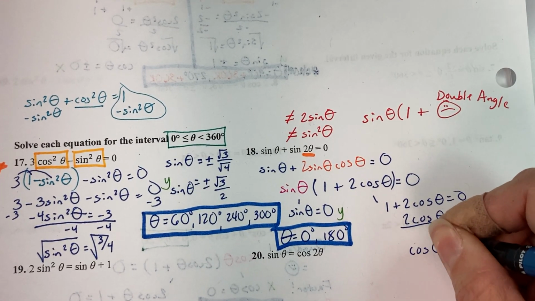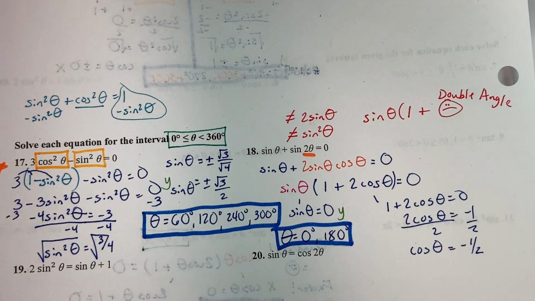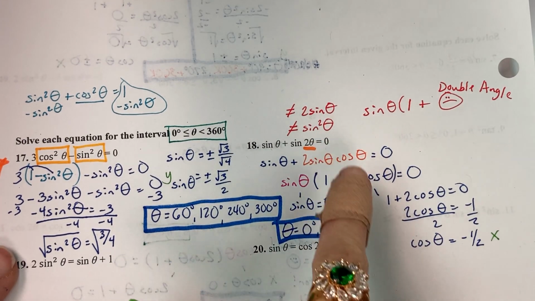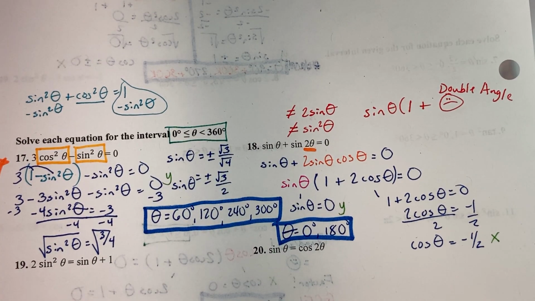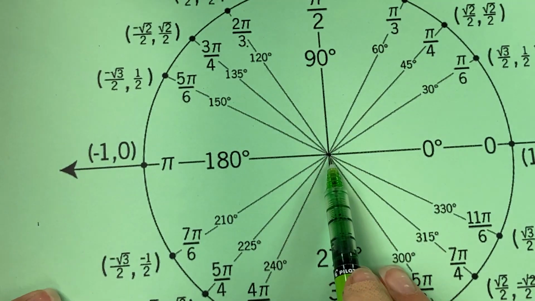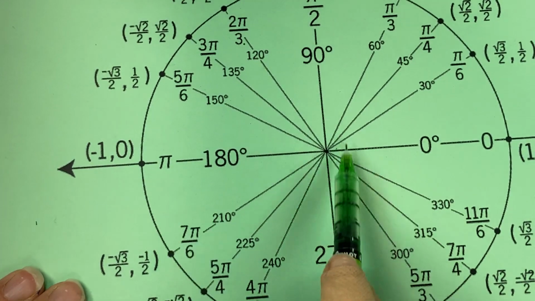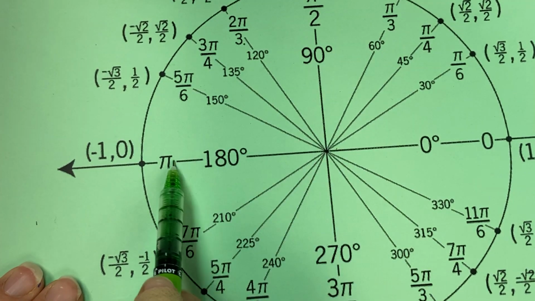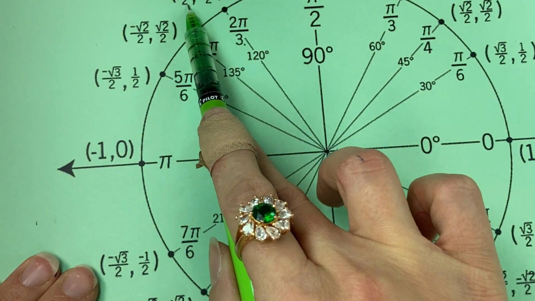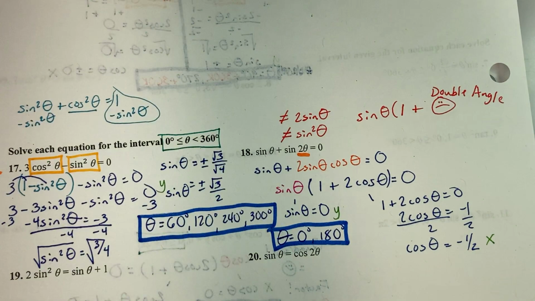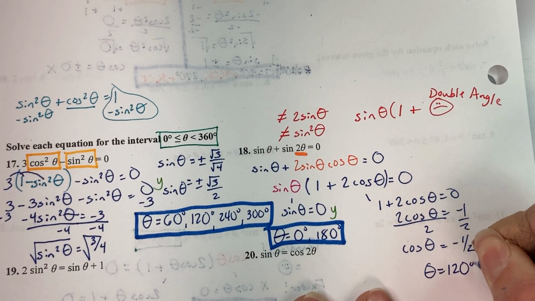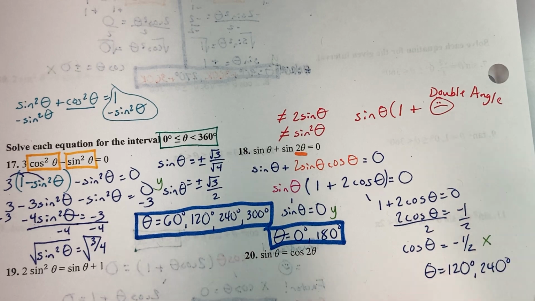So where is cosine of theta equal to negative 1/2? We're looking for when the x part of our coordinate is a negative 1/2. So that would be in quadrant 3 and quadrant 4. No, sorry, quadrant 2 and quadrant 3. So a negative x value means going this way. So that means quadrant 2 and quadrant 3. So a negative 1/2 would be 120 degrees, and negative 1/2 would be 240 degrees. So those are my other two solutions. So theta is equal to 120 degrees and 240 degrees.